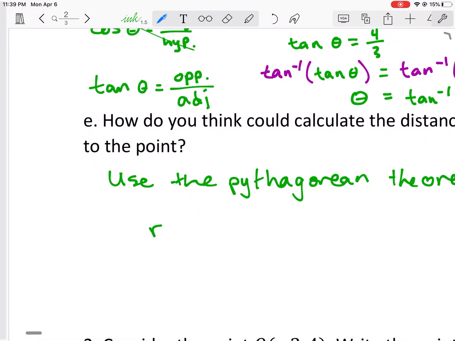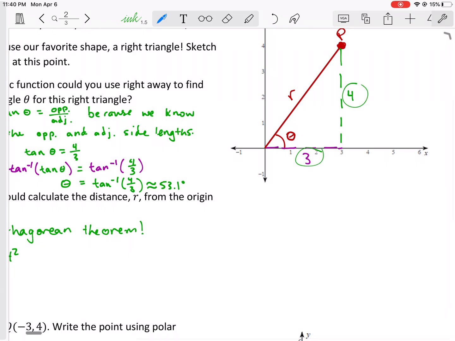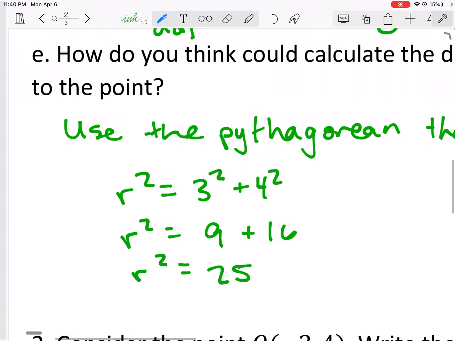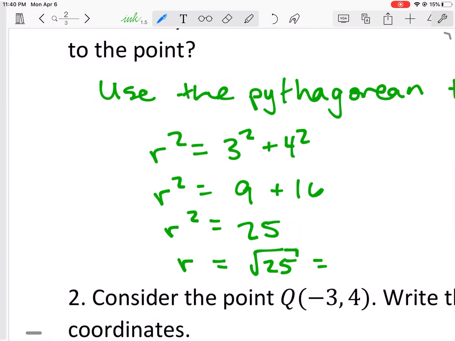So we can set up our equation. r squared is equal to 3 squared plus 4 squared. 3 squared plus 4 squared should give us r squared. And then we'll just solve for r. r squared equals 3 squared is 9, plus 4 squared is 16. 9 plus 16 is 25. Square root both sides. r should be equal to the square root of 25, which in this case simplifies. 25 is a perfect square to 5.